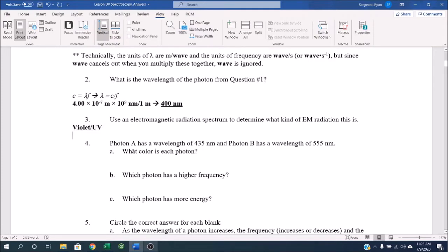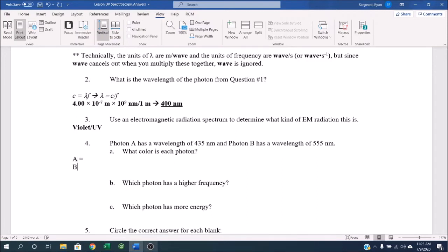Looking at a second example, we're going to compare two photons. Photon A has a wavelength of 435 nanometers and photon B has a wavelength of 555 nanometers. What color is each photon? So A is going to equal some value, some color, and B will be some color.